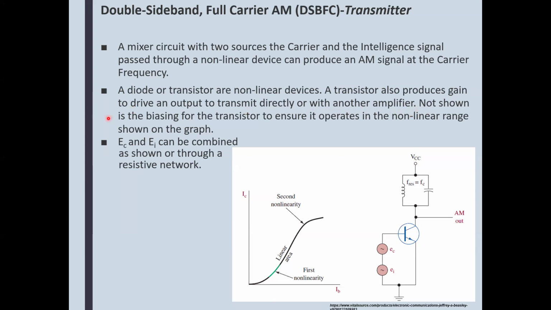Not shown is the biasing of the transistor, so not shown in the circuitry. This is just a concept diagram. And of course, all the biasing resistors and whatnot are not included in this diagram, but they have to be there in order for this thing to work. Not shown is the biasing of the transistor to ensure it operates in the nonlinear range shown on the graph right here.